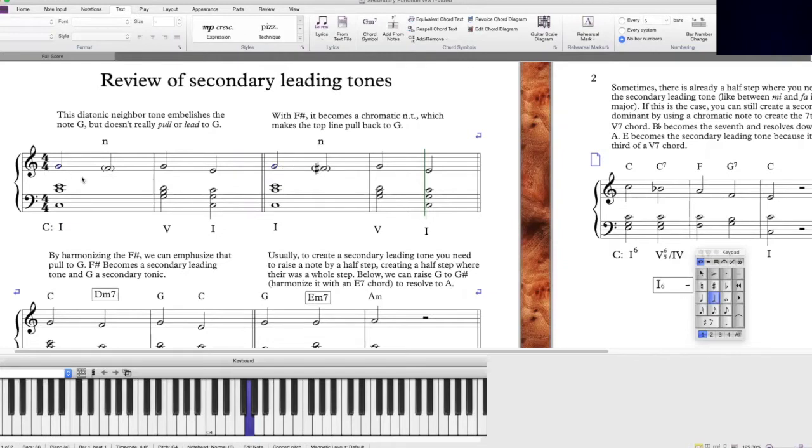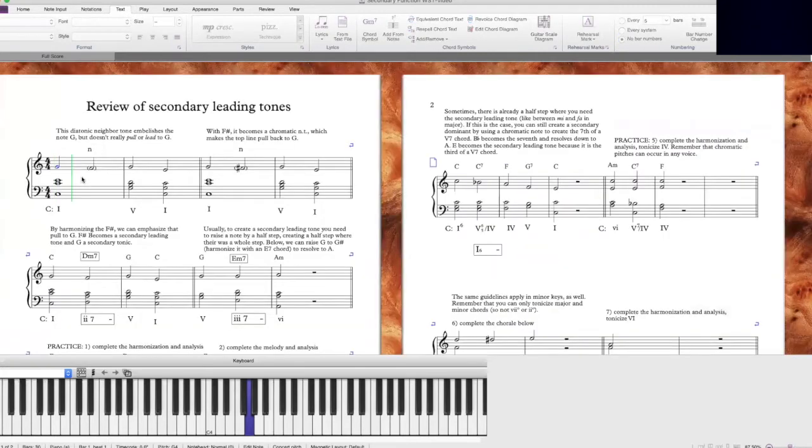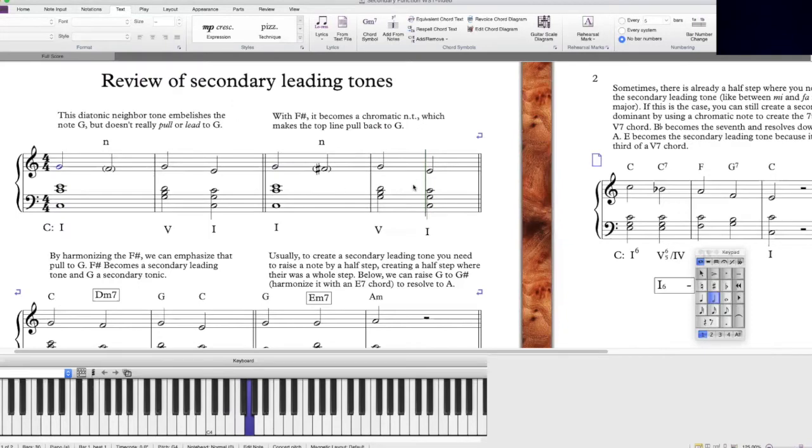So here they are back to back. Now the chromatic. Great, and so we can hear the difference there. And now this is still a neighbor tone because this F sharp is not being harmonized. It's still a non-chord tone against this C major chord right here.